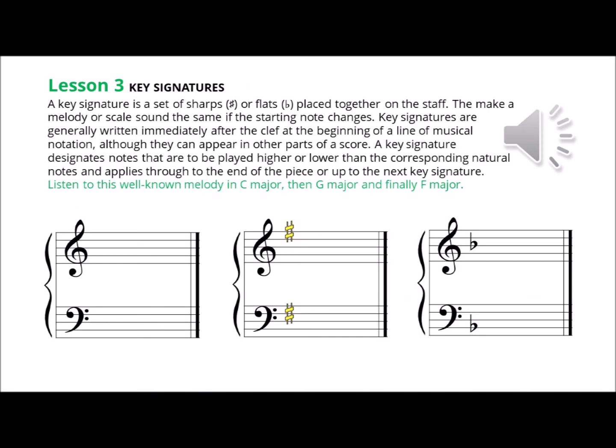Key signatures are a set of sharps or flats placed together on the staff. They make a melody or scale sound the same if the starting note changes. Key signatures are generally written immediately after the clef at the beginning of a line of musical notation.